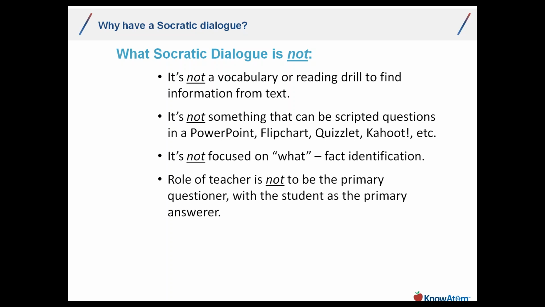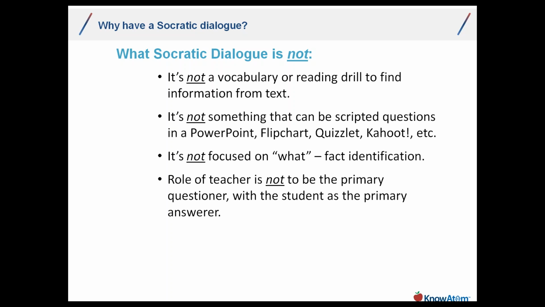Also, kind of similar to the vocabulary and reading drill, but not focused on what style questions are in, what questions are better than others. Oftentimes teachers are focused on asking students, well, what is this? What is that? That's all fact identification. That type of questioning does not lend itself to Socratic dialogue. And unfortunately, that oftentimes is the majority of the kind of questions that we see in a science or engineering classroom or STEM classroom.